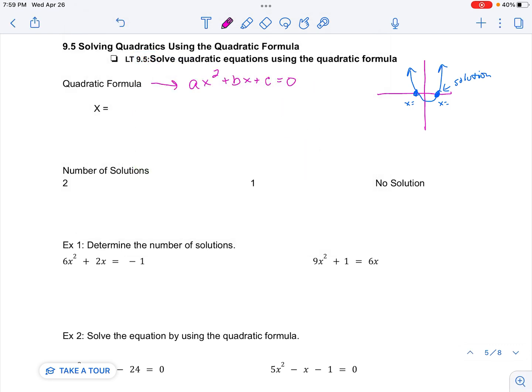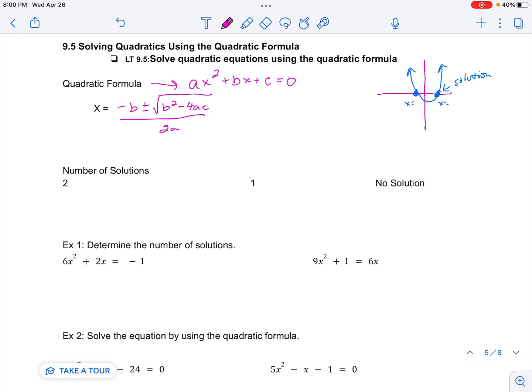With that being said, our formula is x equals negative b plus or minus the square root of b squared minus 4ac all over 2a. Now you're probably thinking to yourself, how in the world am I going to remember that? If you've ever heard the song Pop Goes the Weasel, this is how you're going to remember it.